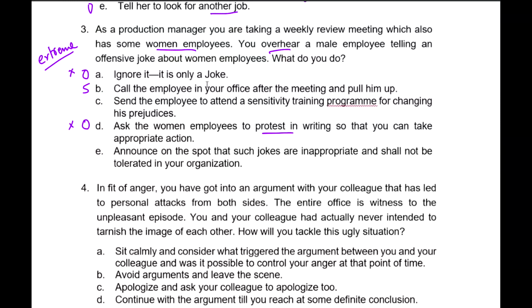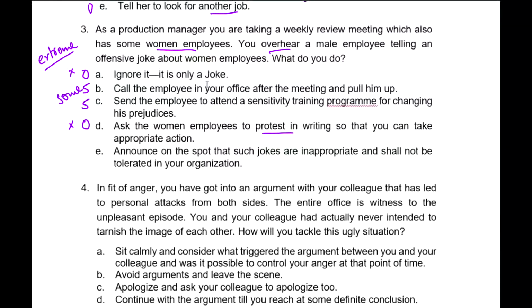Now, option C. Send the employee to attend a sensitivity training program for changing the prejudices. Do you feel that just sending people into trainings would stop them from creating these kinds of nuisances or cracking jokes? To some extent, yes, that's why the trainings are conducted. And to some extent, no. And whenever this sum game comes, we give it only 5 points. That is not the appropriate answer.